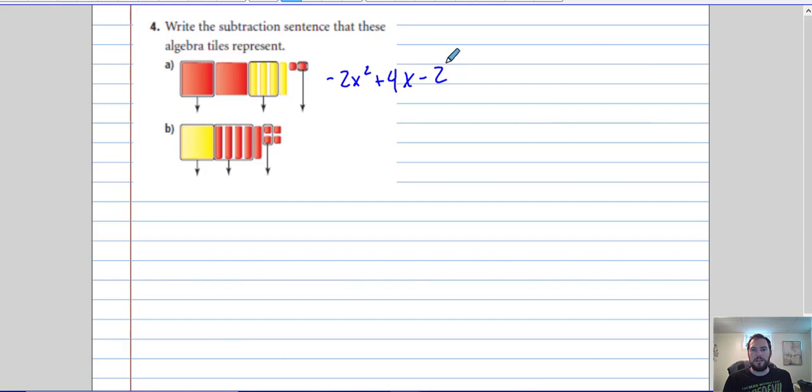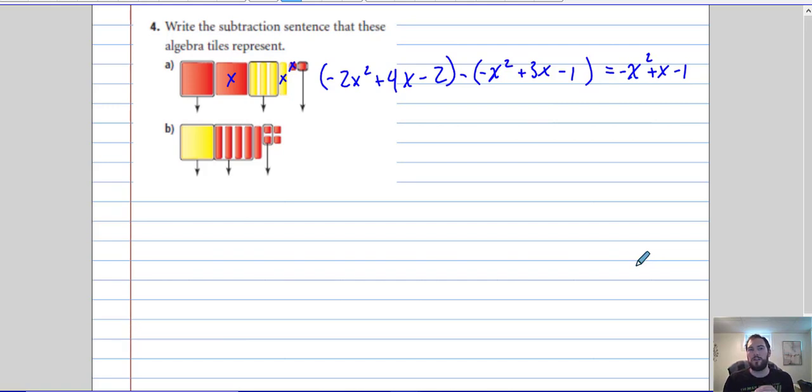And it's asking me to subtract or to take away the things that are highlighted. So we're being asked to take away a negative x squared. We're being asked to take away a 3x, and we're being asked to take away a negative 1. So if I do that, what am I left with? Well, I'm left with this negative x squared, I'm left with this x, and I'm left with this negative 1. So there's my result, right? Negative x squared plus x minus 1. It's really easy as long as I have the tiles to take away.